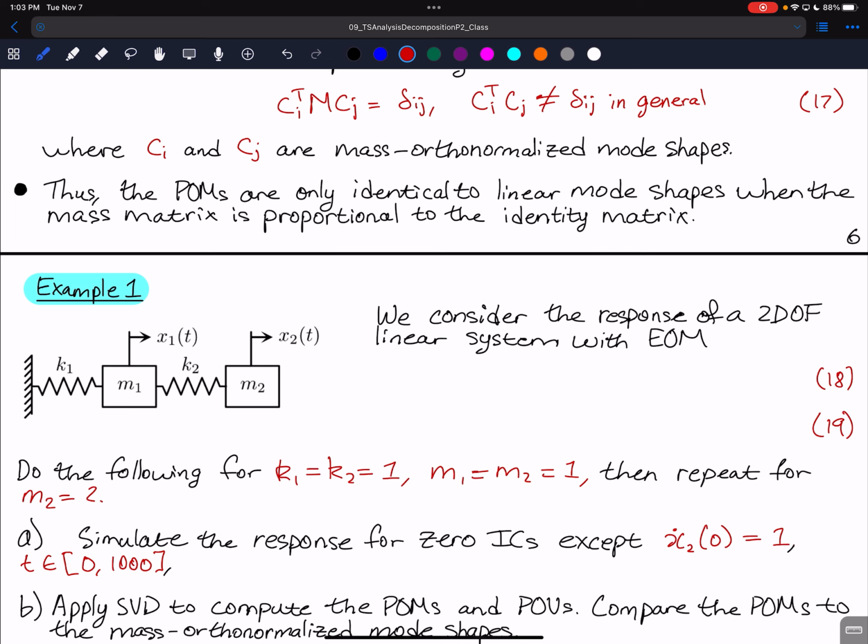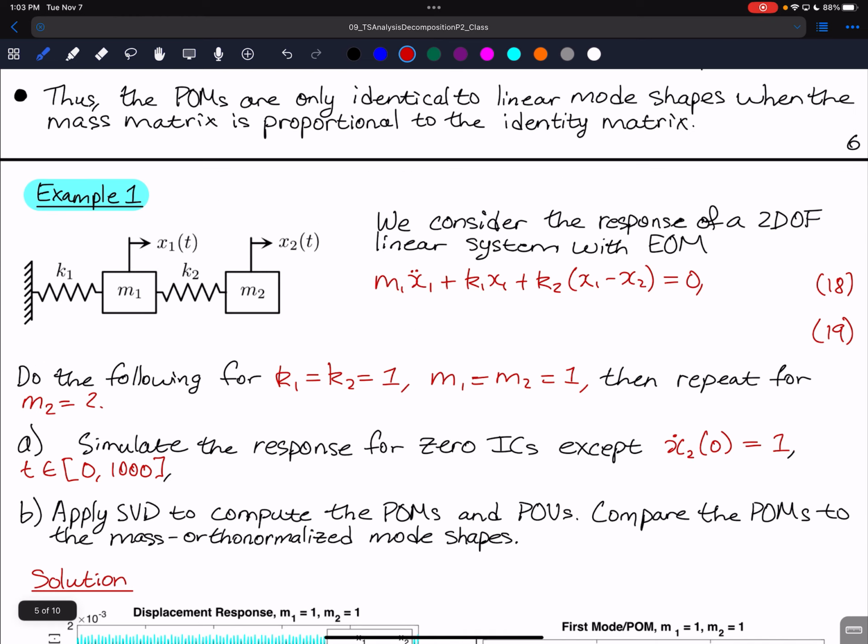So the first equation of motion is just going to be m1 x1 double dot plus k1 x1 plus k2 times (x1 minus x2), and that's equal to 0. The second equation of motion is going to be m2 x2 double dot plus just k2 times (x2 minus x1). This is then equal to 0.